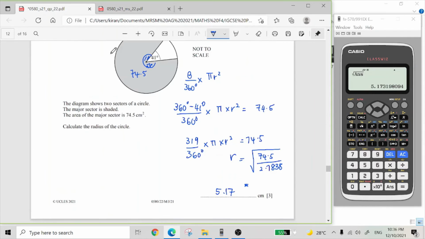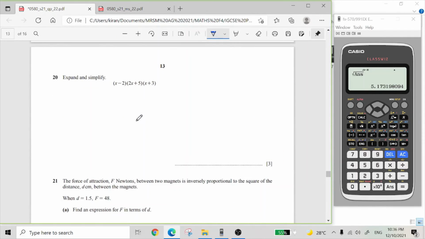Okay, 5.17. Next question 20. Expand and simplify. So to expand this one, we must expand for the first two brackets.